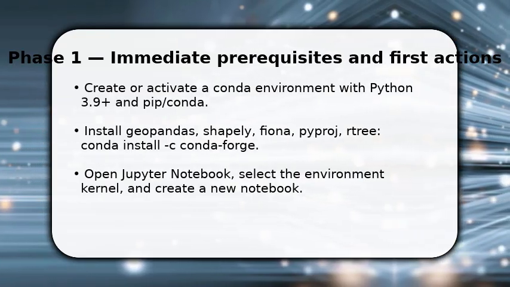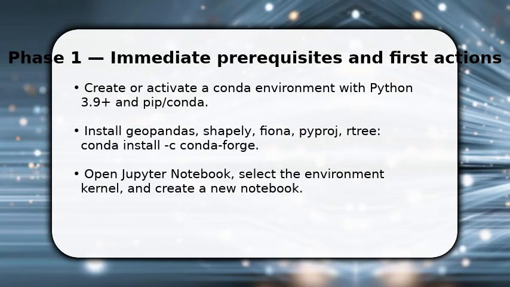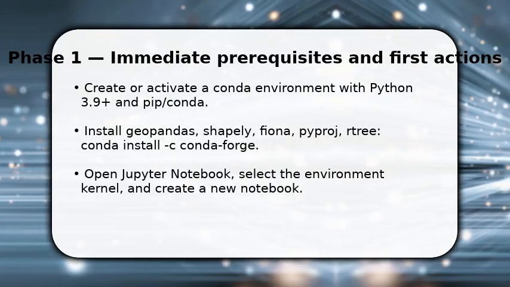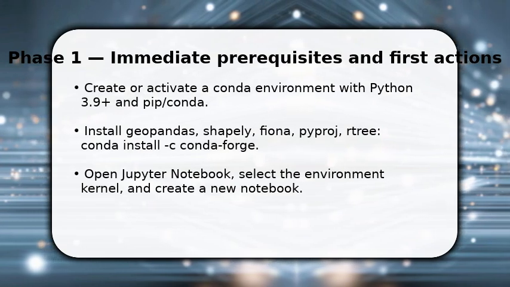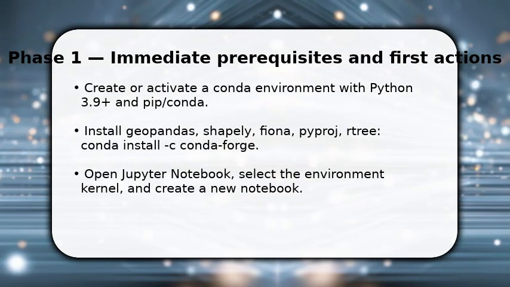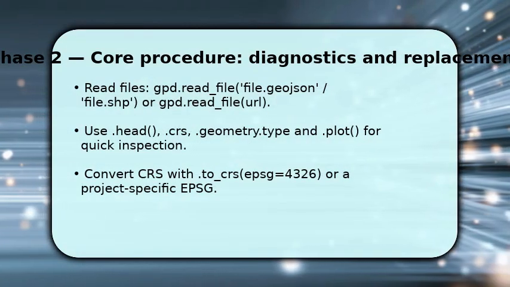In the first cell, import Geopandas as GPD and Pandas as PD, then run a quick version check to confirm imports. This step prevents cryptic DLL errors later and gets you ready to load spatial data. You now load and inspect your spatial data to understand its structure and coordinate system.